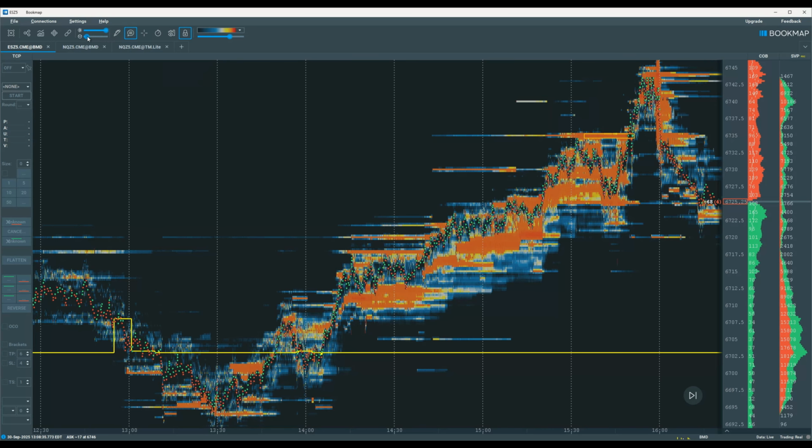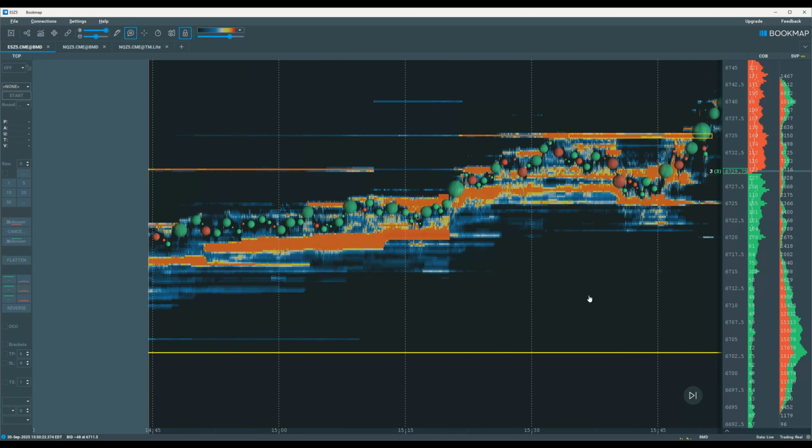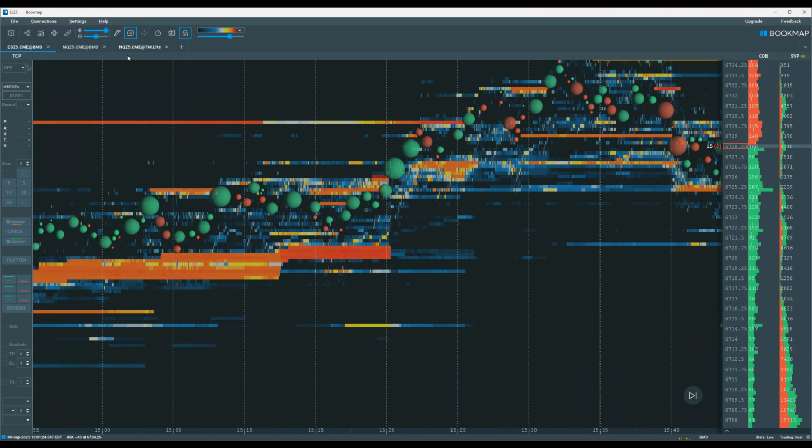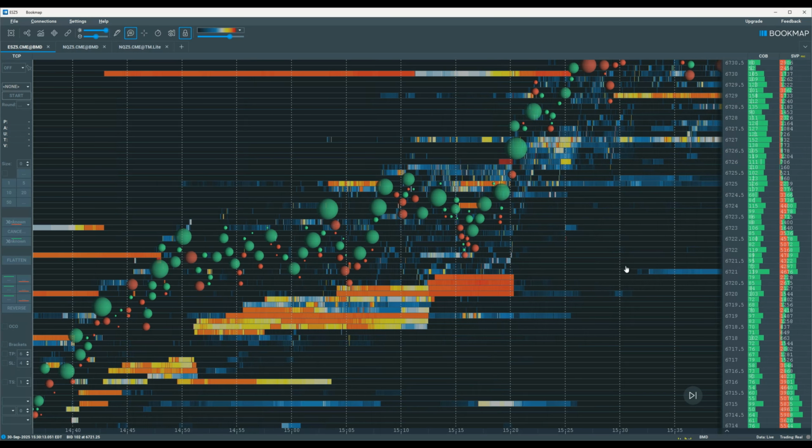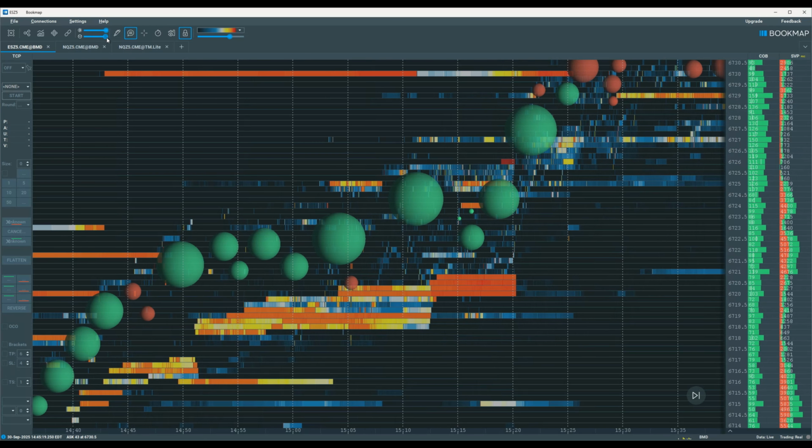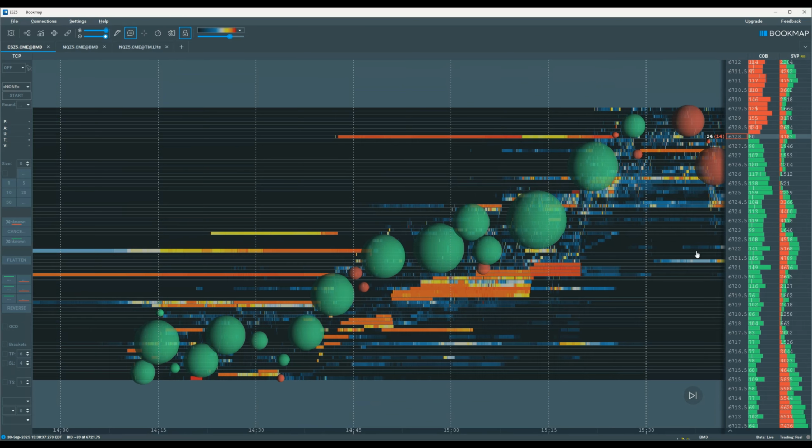And then you can change the size of the dots. So if you're micro scalping, you can use them. But I kind of like to see the pressure building at the levels that we're trading at.